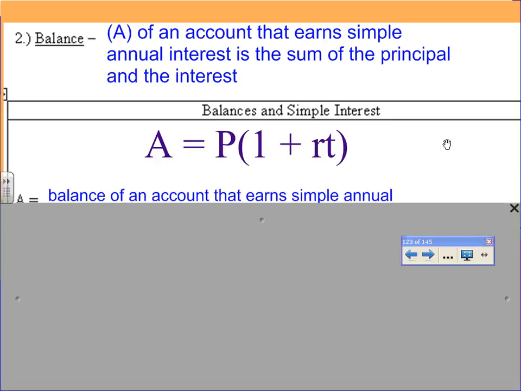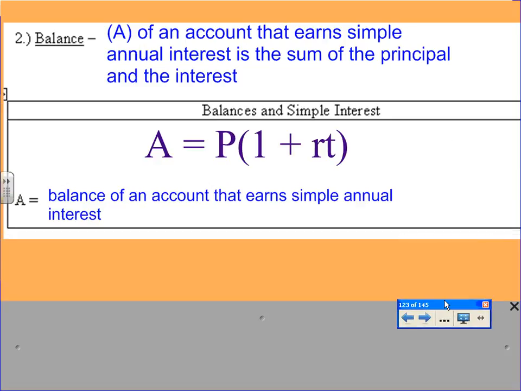Okay, so account balance. Here is the formula. A, which stands for account balance. You could use B if you don't like A, but your book uses A to represent account balance. A is equal to the principal, and then in parentheses, 1 plus RT. And then I put the A at the bottom. One more time just to emphasize this, it is the balance of the account that earns simple annual interest. So it's still earning simple interest.